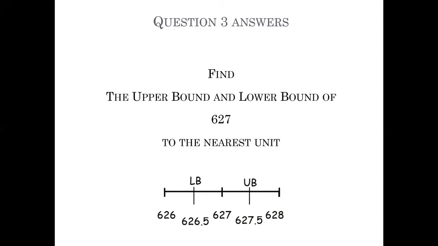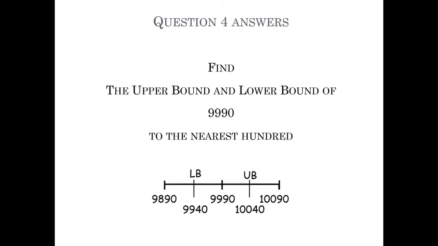Question 3. Find the upper bound and lower bound of 627 to the nearest unit. The lower bound is 626.5 and the upper bound is 627.5. Question 4. Find the upper bound and lower bound of 9,990 to the nearest 100. The lower bound is 9,940 and the upper bound is 10,040.